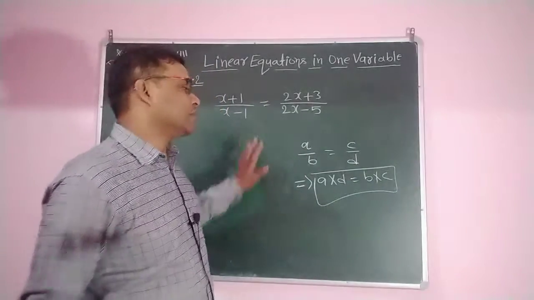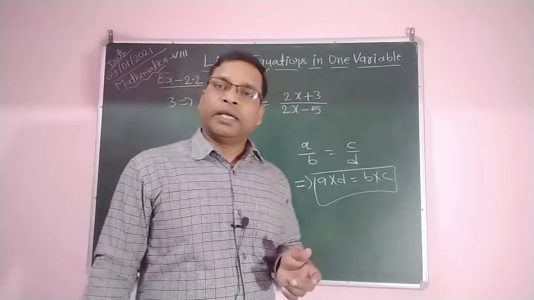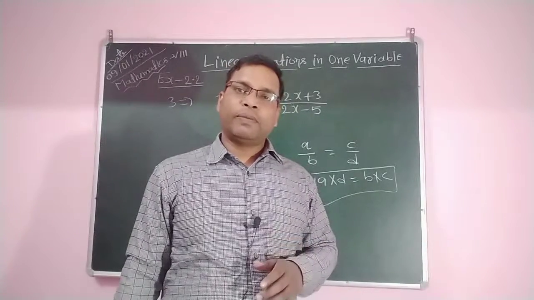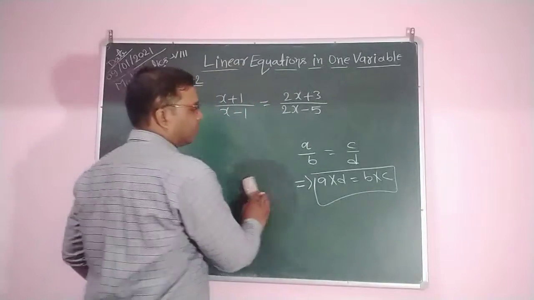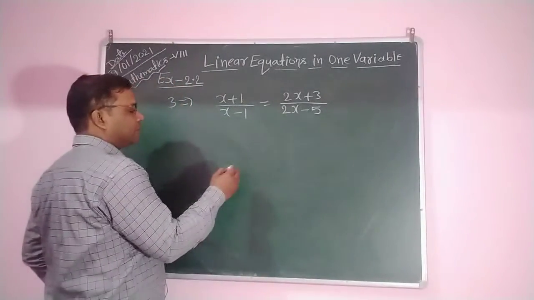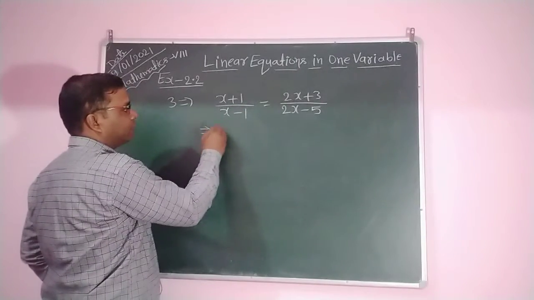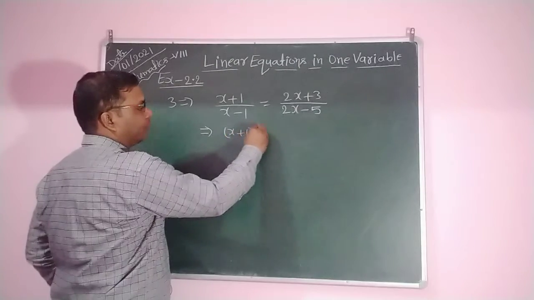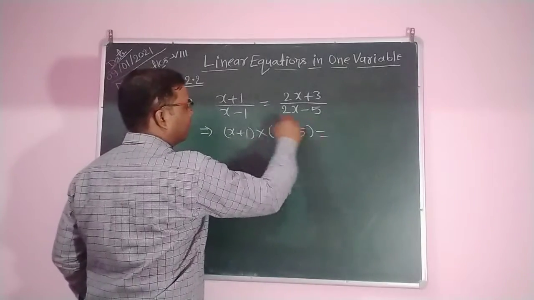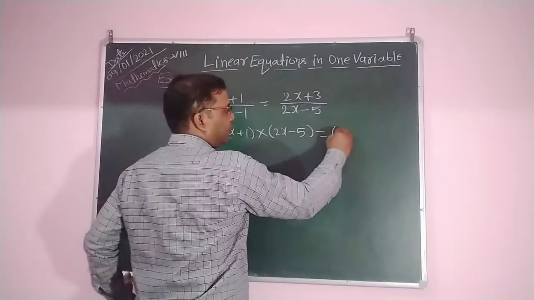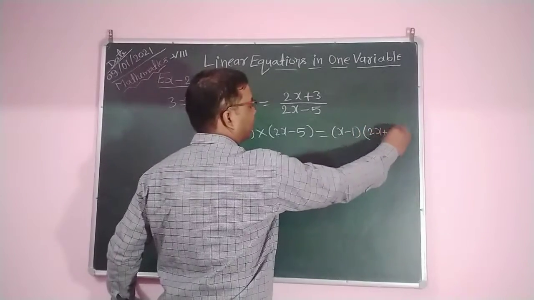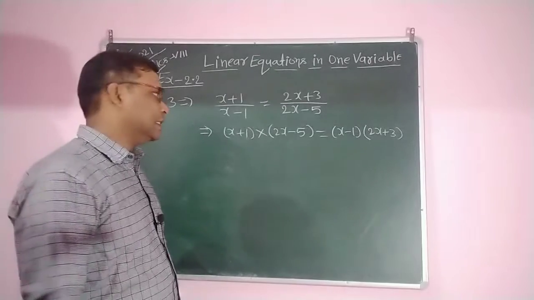So we first use here the cross multiplication method. After this, we simplify with the help of the variable separable method, and last we find the value of x. This is clear. So let's see how to solve this question. So here first we use the cross multiplication method. According to it, we can write here (x plus 1) into (2x minus 5) is equal to (x minus 1) into (2x plus 3). This is clear now.